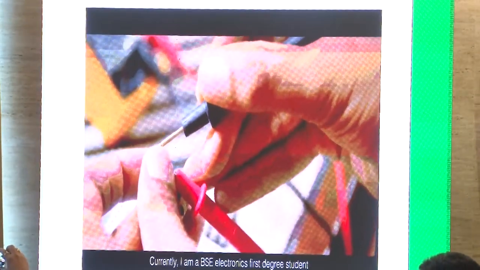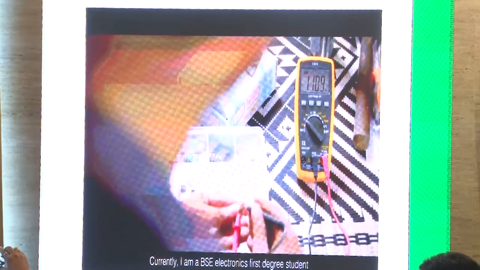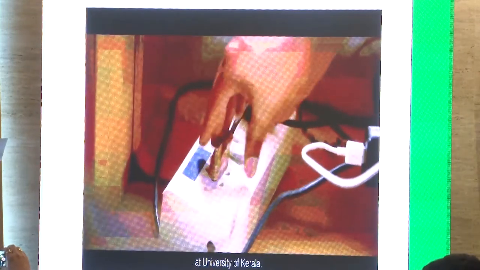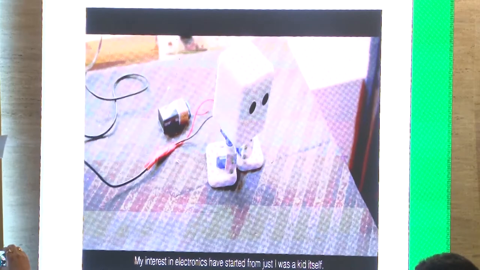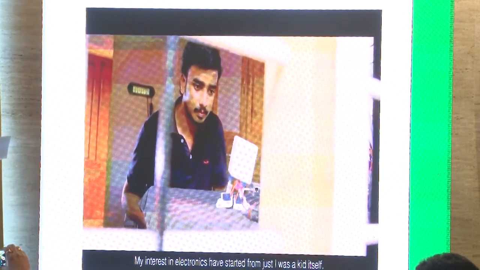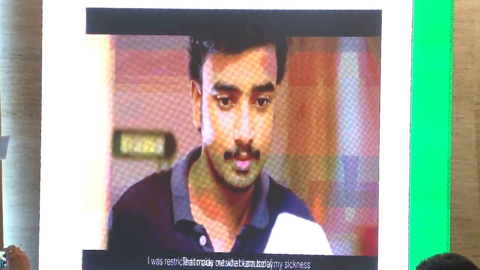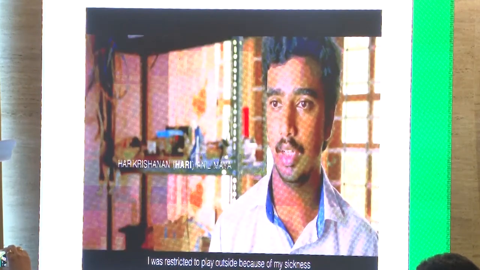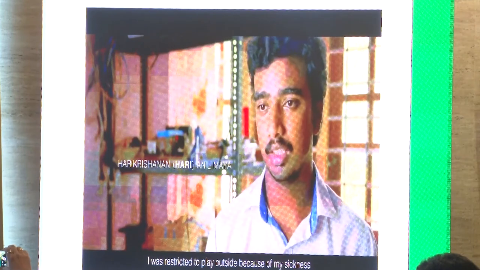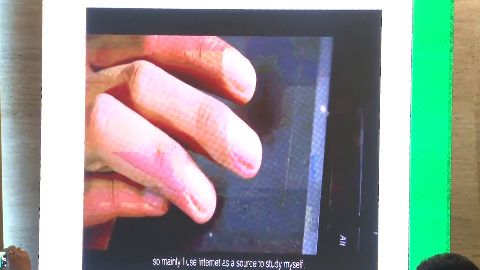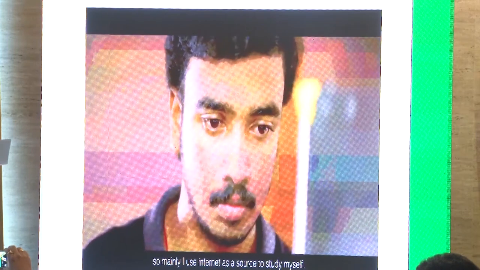Currently, I'm a BSc Electronics first degree student at University of Kerala. My interest in electronics have started from just I was a kid itself. That made me what I'm doing. I was restricted to play outside because of my sickness. So mainly I use internet as a source to study myself.